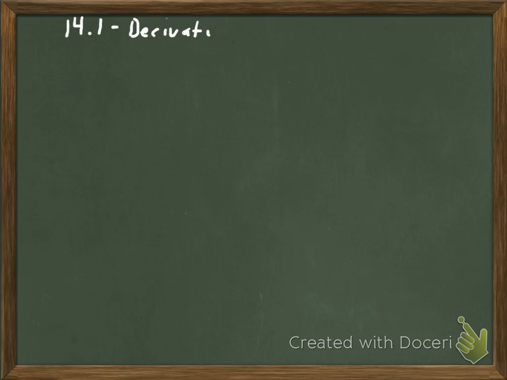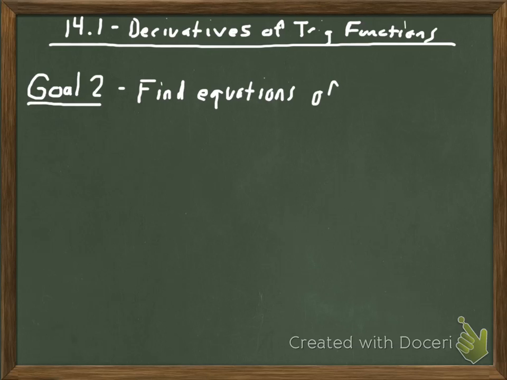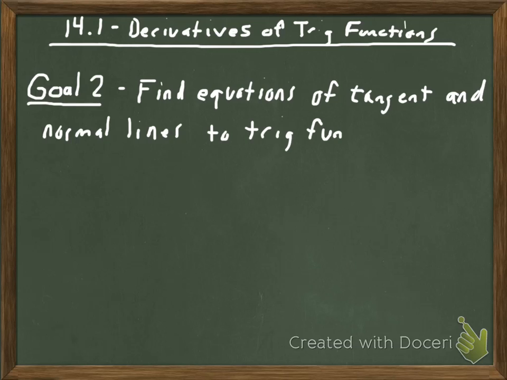We're in section 14.1 still, and we are still talking about how you find derivatives of trig functions. And really, in this lesson, we're going to start looking at applications of derivatives again, but in regards to trig functions. And I'm going to show you how you find the equations of tangent and normal lines to trig functions.